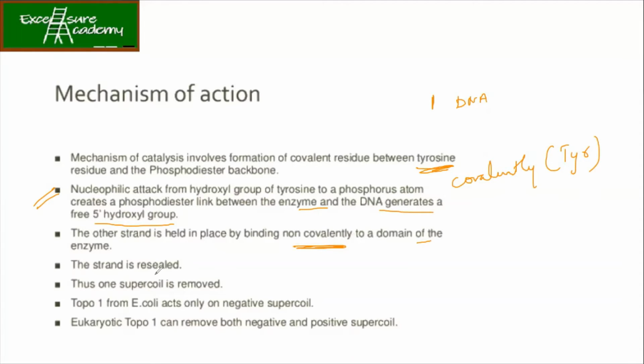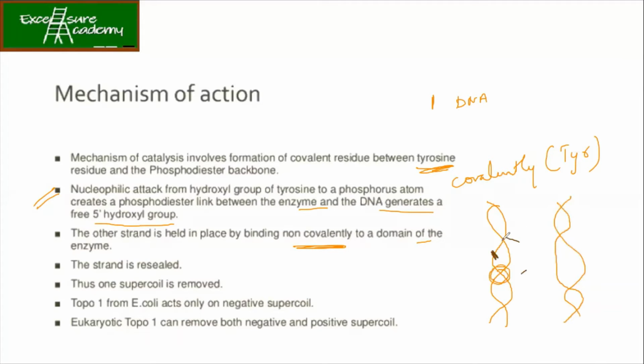Now the strand is resealed. Okay, what did I do here? I made a cut over here. I cut this, so I brought this strand to this side and this strand to this side. So finally what is happening? I am getting it like this. So this has been removed. Okay, so one linking number has been removed.